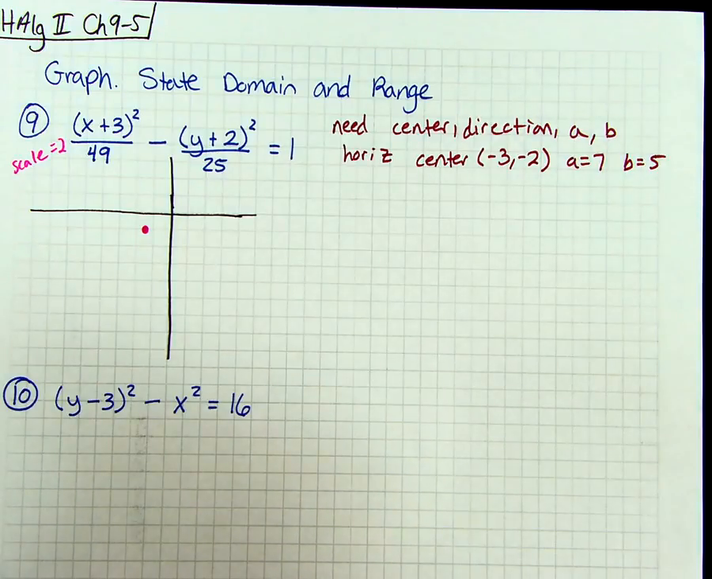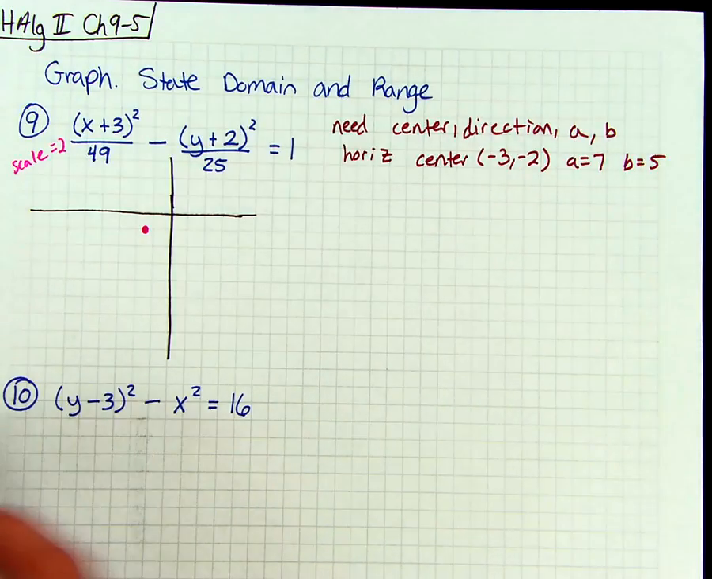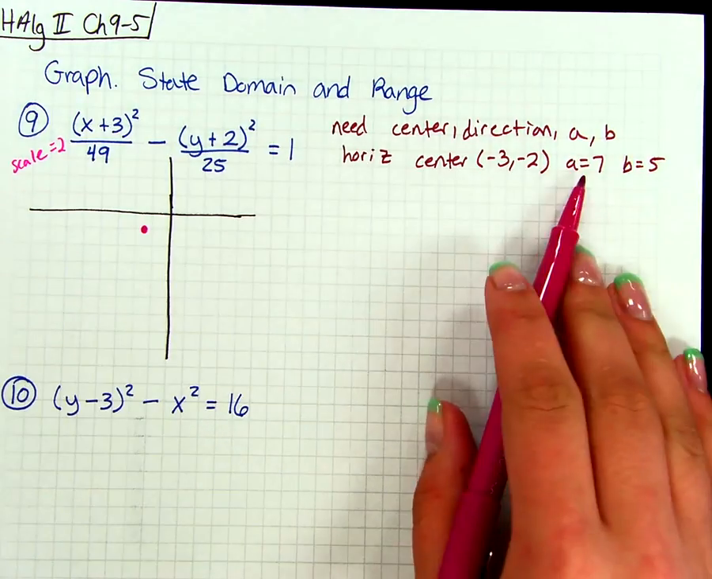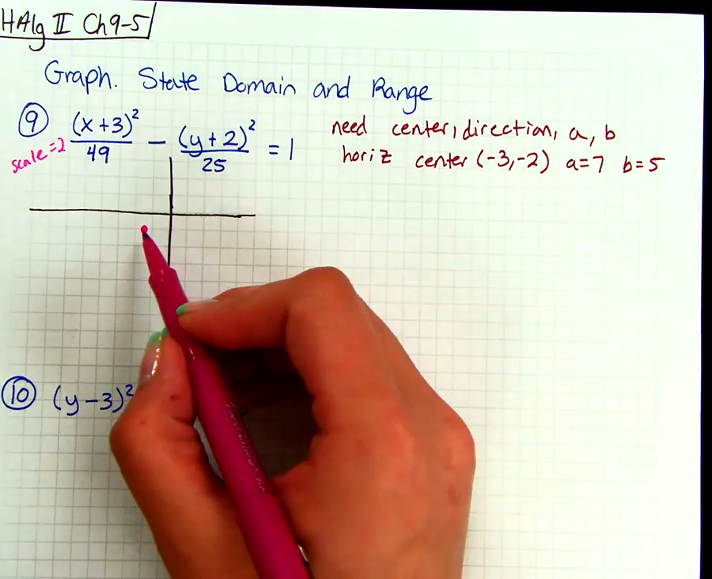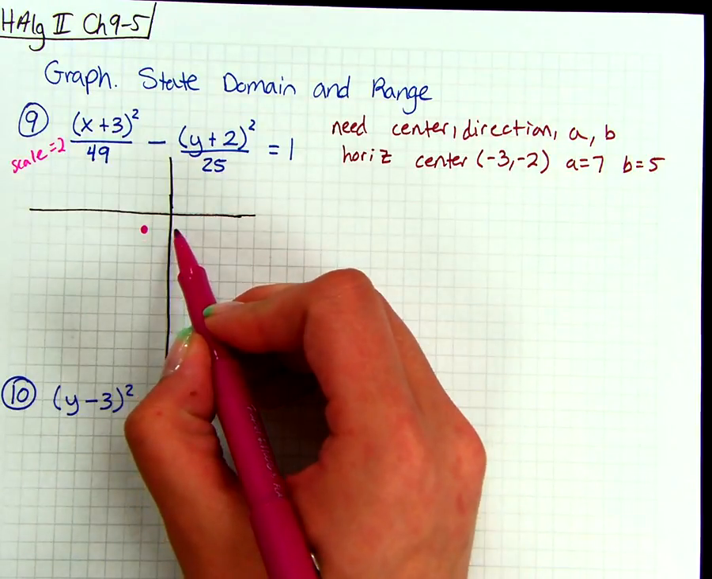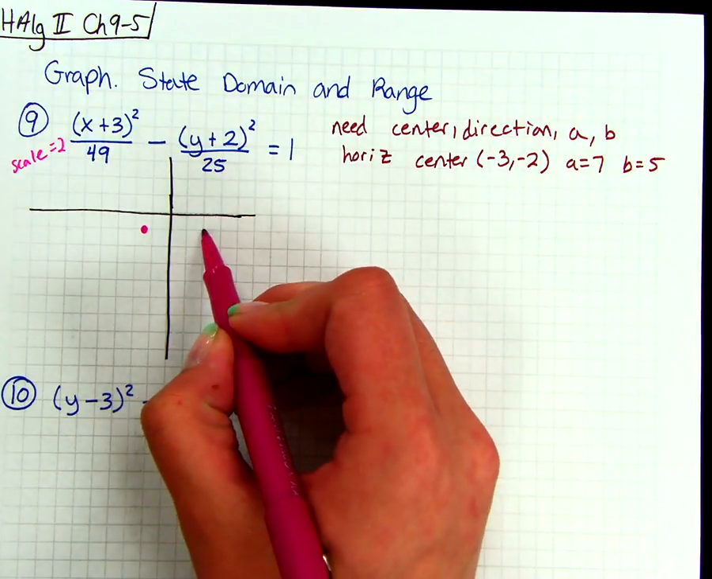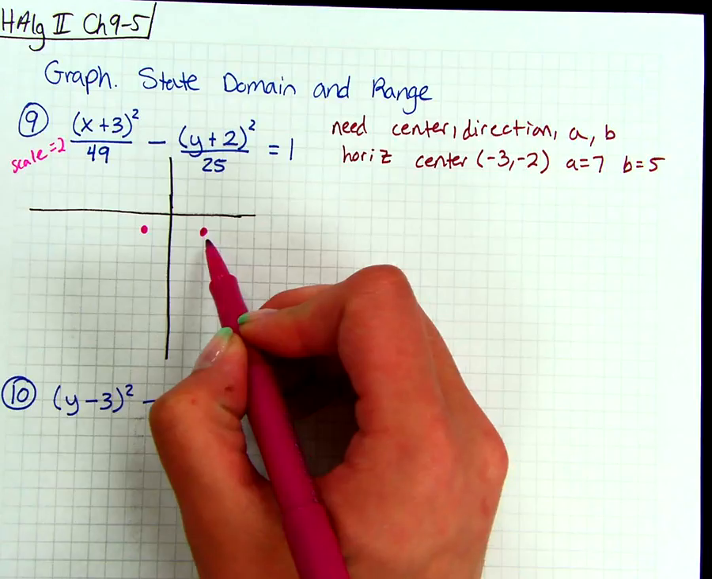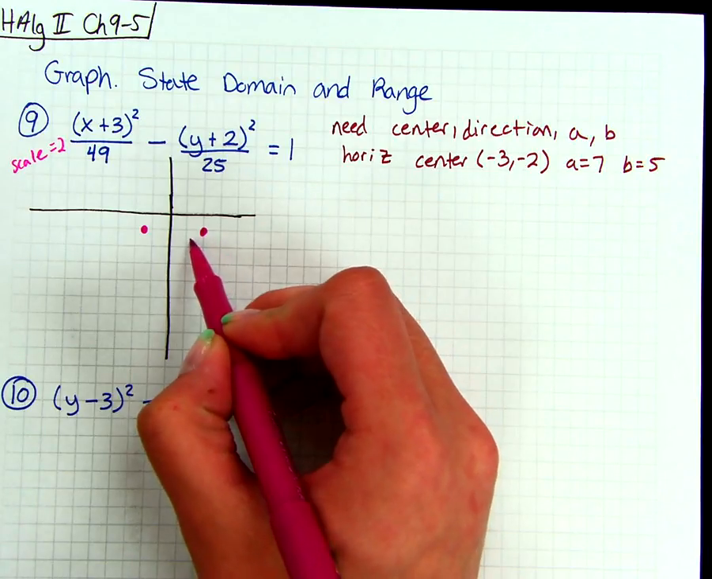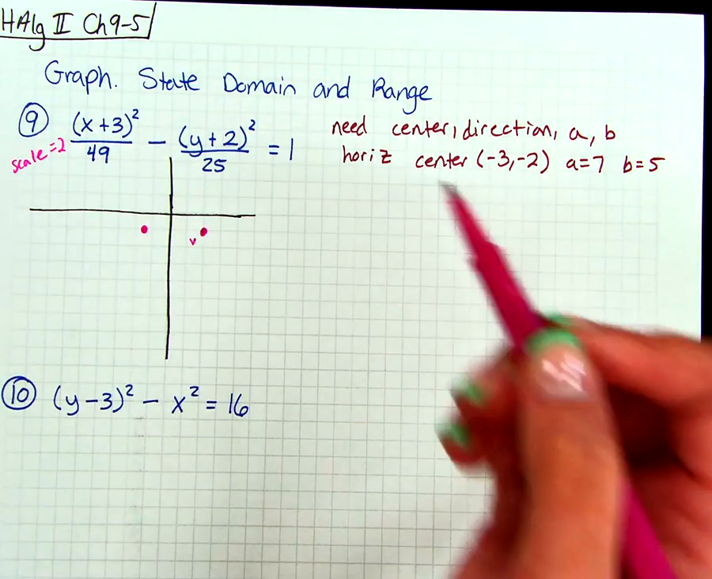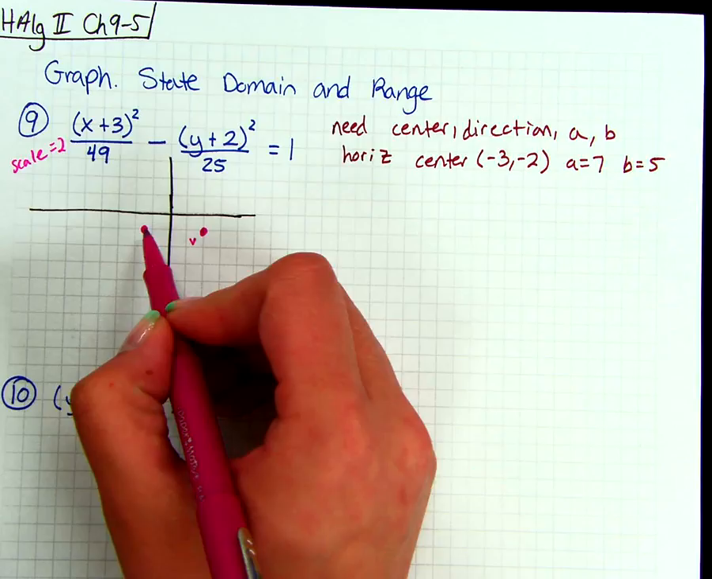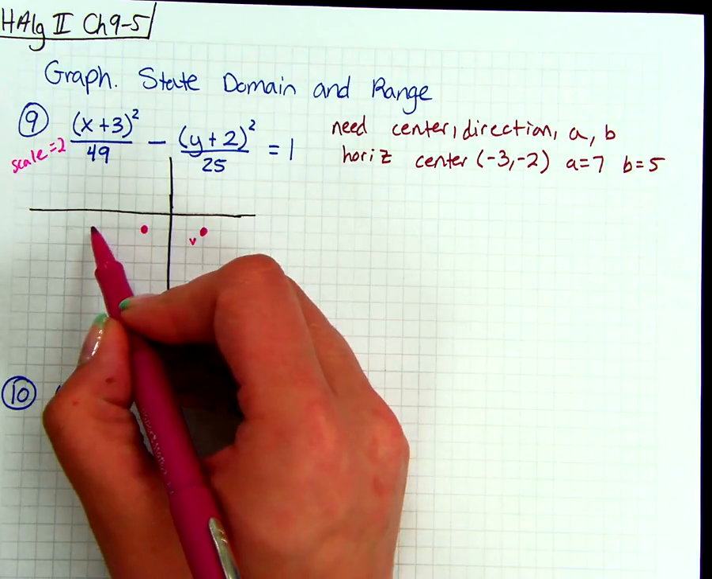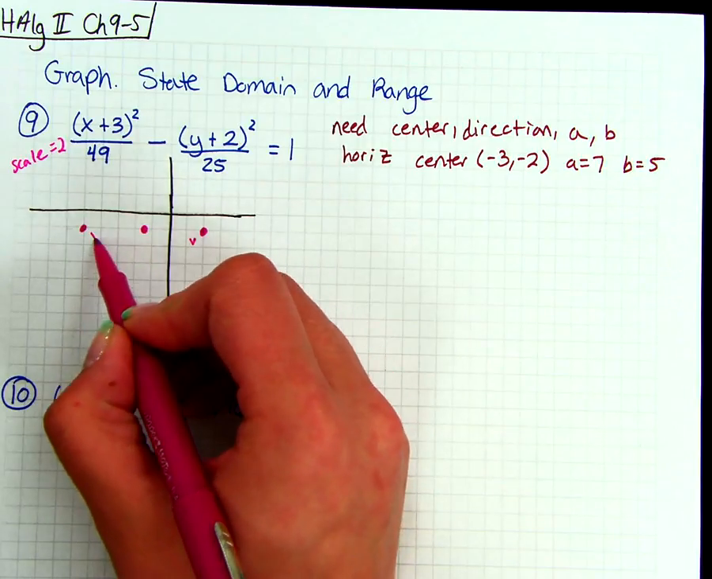It's horizontal, so we're going left and right 7. So 2, 4, 6, one more is 7. So there's my vertex. If it helps, you can label these too, so I'm going to put a V there. Then going the other way, 2, 4, 6, one more is 7. So again, that's my vertex.